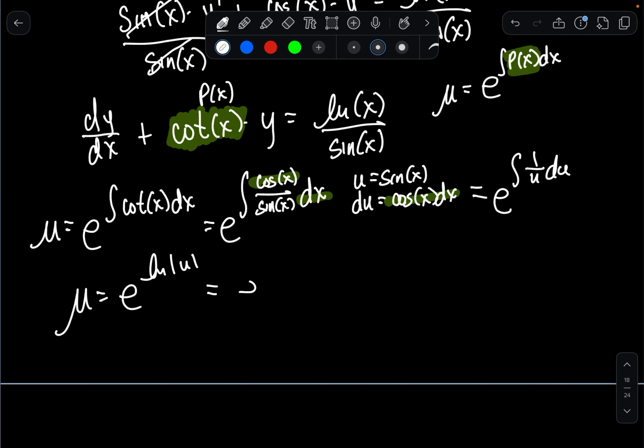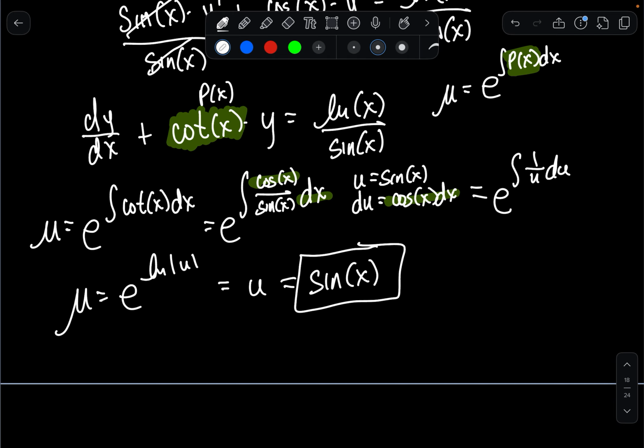So this is e to the natural log. Actually, let's go ahead and simplify this because this is really nice. This is just u. Okay? Because e to the natural log cancels one another out. So we just get u, which is sine of x. So this is our integrating factor.